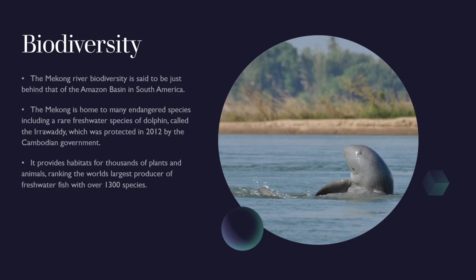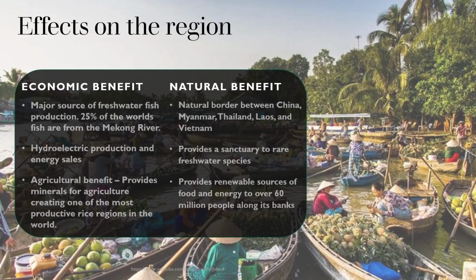So the biodiversity of the Mekong River also provides habitats for thousands of different plant species, thousands of different animals, and the Mekong River is actually ranked the world's largest producer of freshwater fish, with over 1,300 different species inside of the Mekong River, which is extreme. So it has many fisheries. The life here is basically always fish because there's such an abundance of it. It is the world's largest producer of freshwater fish.